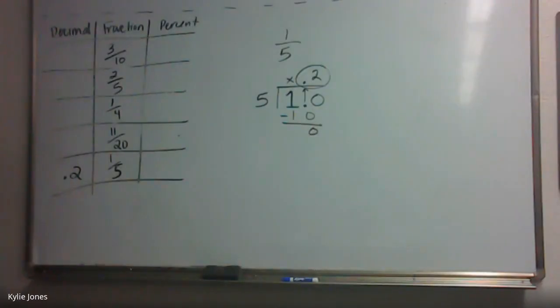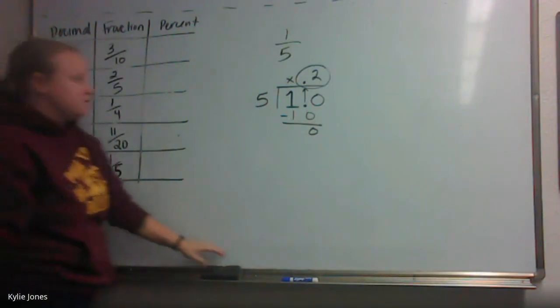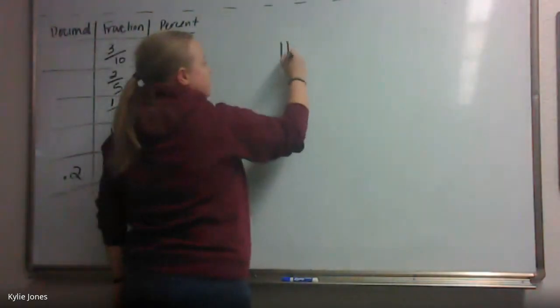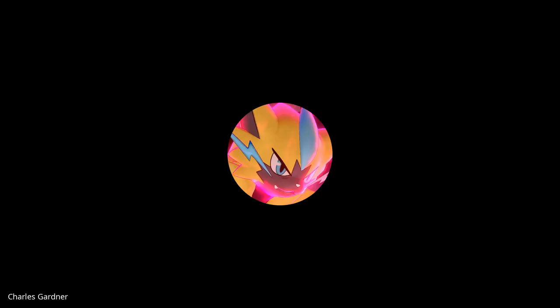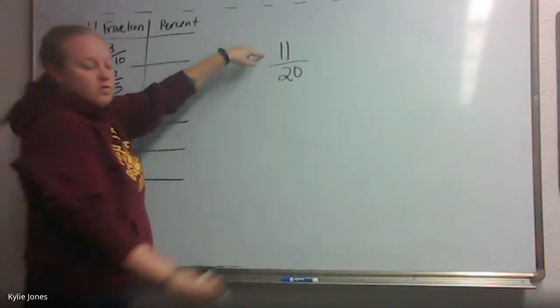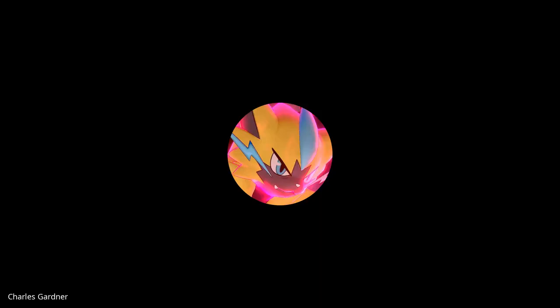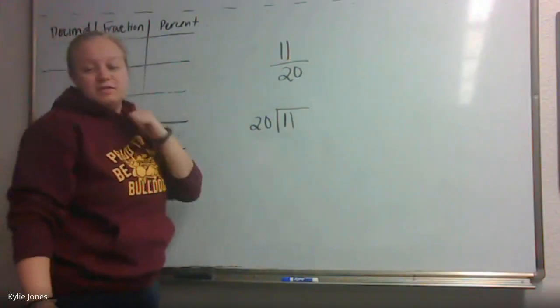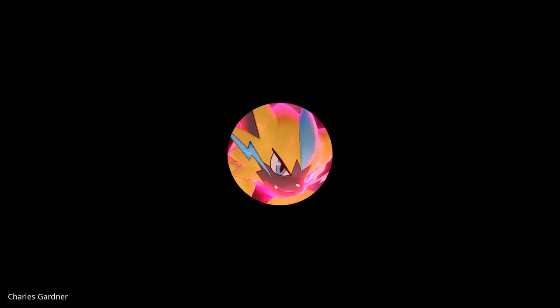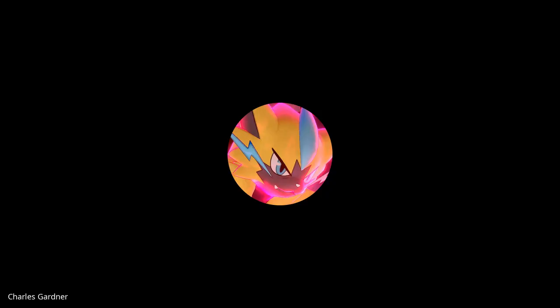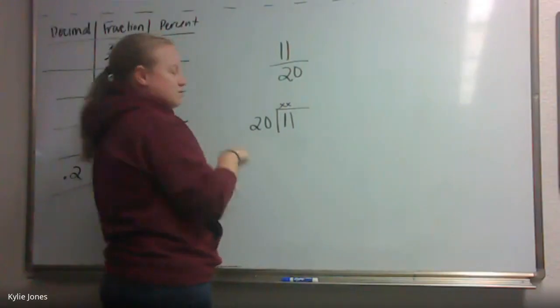Okay. Let's look at another one. Let's just keep going from fraction to decimal. We'll do all of these like we did before. 11/20. Okay, so we'll take our numerator 11 and divide it by 20. Does 20 go into 11? Nope, 20 doesn't go into 11.